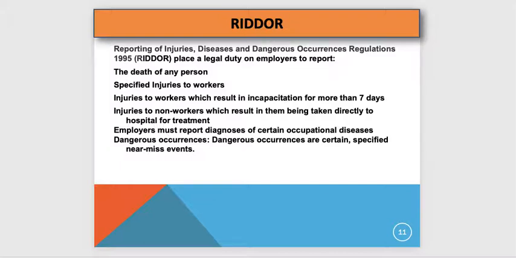So that's RIDDOR. So that's your importance. You have a key hand in RIDDOR where you find out what's happened and then pass it on to the powers that be, the supervisor, the safety officer, and that enables them to report to RIDDOR.